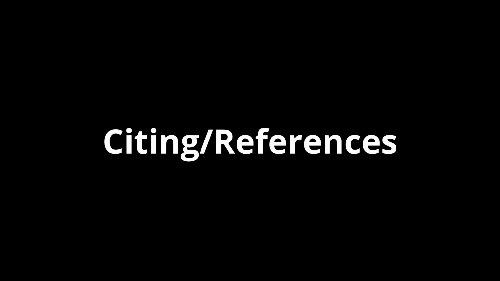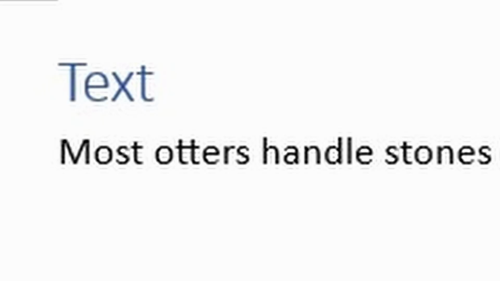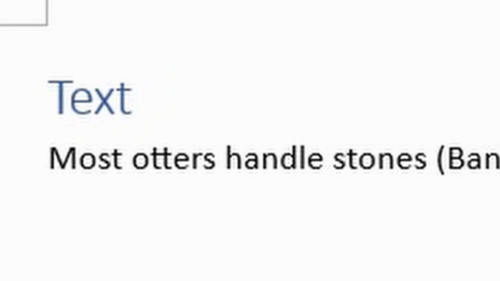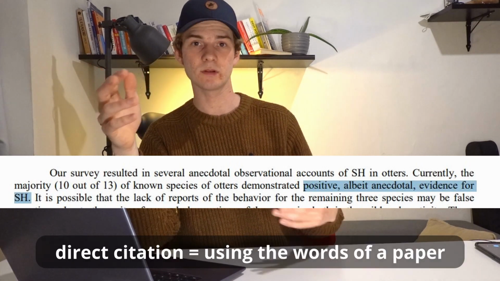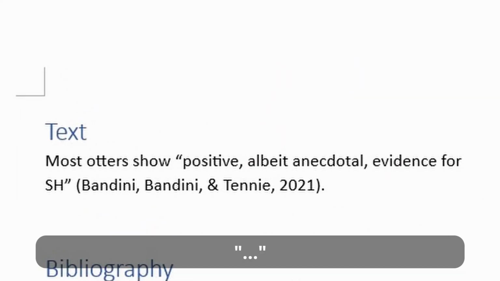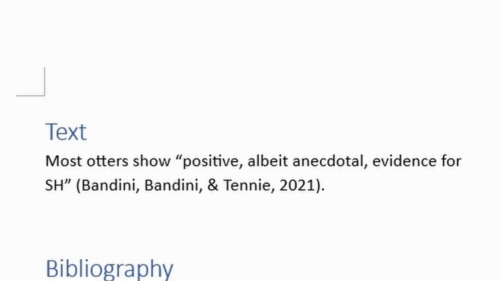Some remarks on citing, because if you do it wrong, you might be excluded from the application process, and you don't want that. So in order to let TUM know where you found the information you're writing about, you should put the references in text. So for example, if I write most authors handle stones, I have to put the source behind that. If you cite directly, so for example, most authors show positive, albeit anecdotal evidence for stone handling, use the quotation marks to indicate which part is taken from a paper. In this case, this part is the exact same as in the paper, so I have to put quotation marks there.